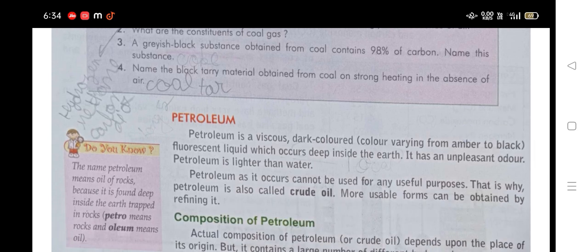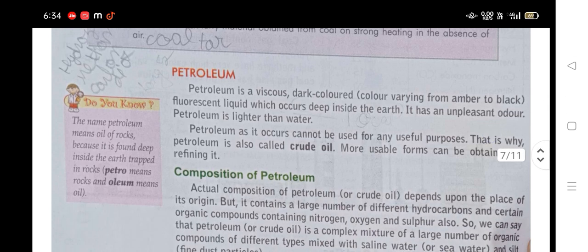Petroleum. Petroleum is a viscous, dark-colored liquid, with color varying from amber to black, and it is fluorescent and occurs deep inside the earth. It has an unpleasant odor. Petroleum is lighter than water. Petroleum, as it occurs, cannot be used for any useful purposes. That is why petroleum is also called crude oil. More usable forms can be obtained by refining it.